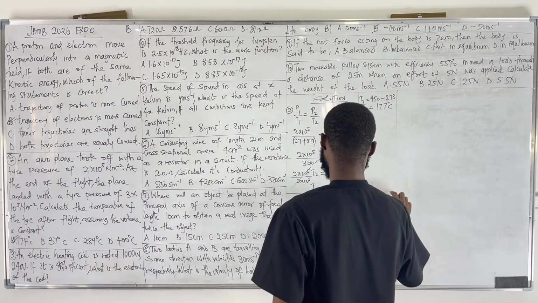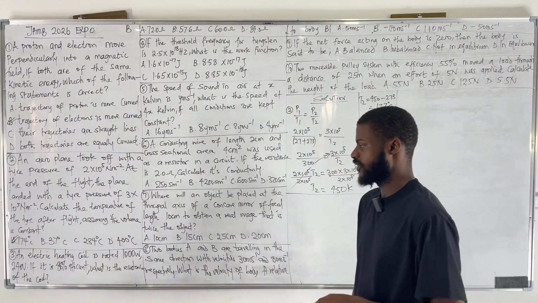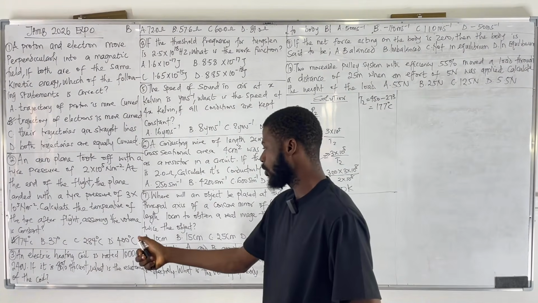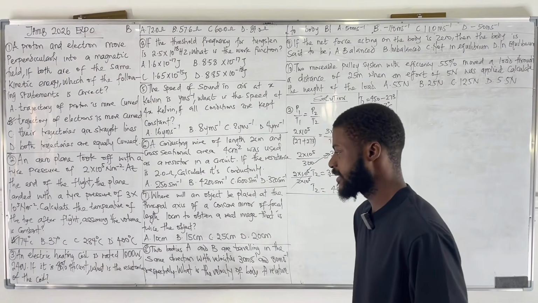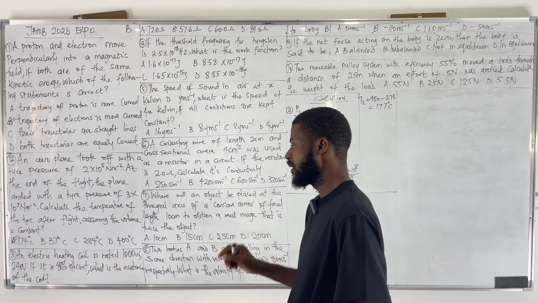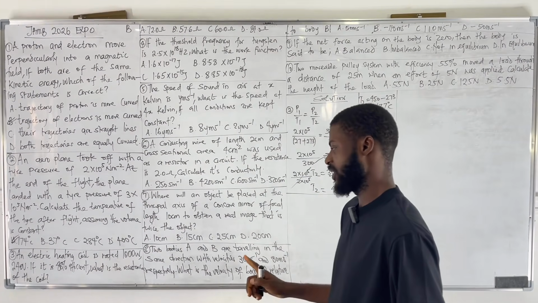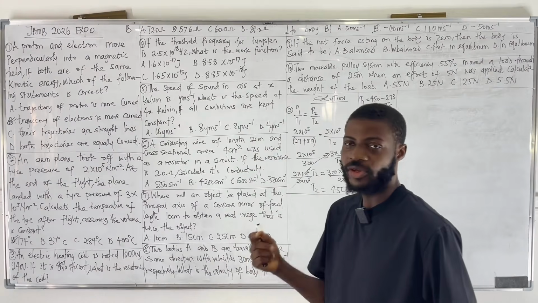So let's move on. The next one is number 3. An electric heating coil is rated 1000 watts, 240 volts. If it is 80% efficient, what is the resistance of the coil?